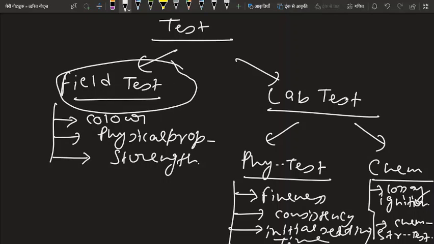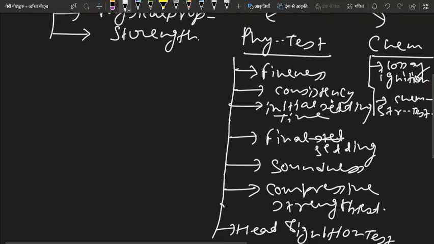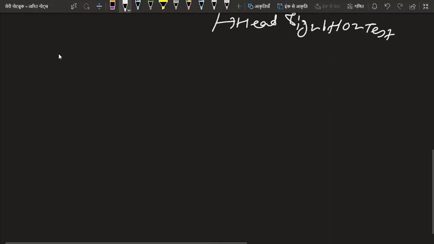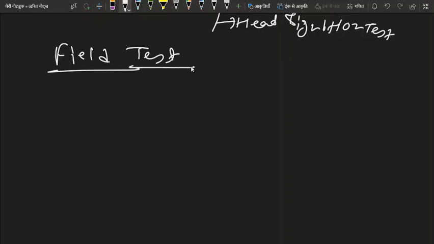In the further videos we are going to discuss the lab tests. So, field test. In the field test, first we discuss the color of the cement. Cement should always be of a gray greenish color.